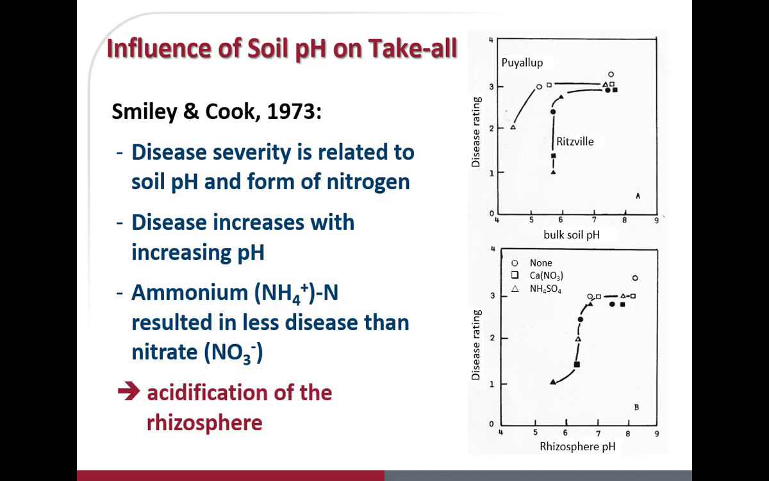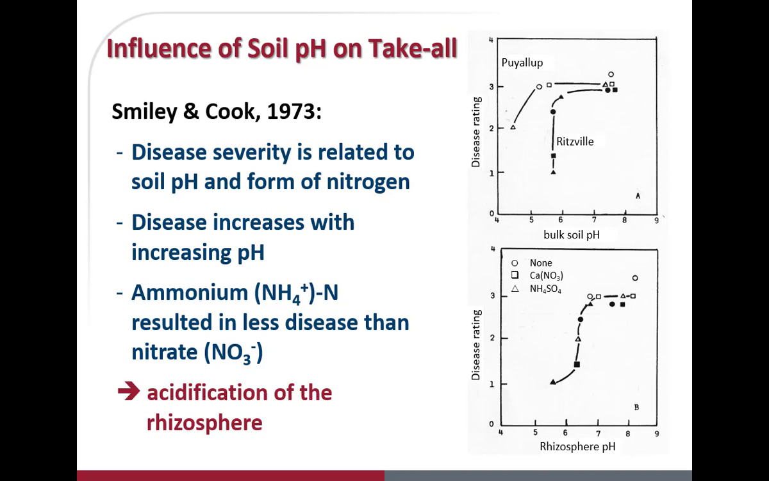And the reason for that is that when plants take up ammonia, the rhizosphere becomes acidified, and that's less favorable to the fungus. And these data try to show that here. This is bulk soil pH across the bottom, in this figure from 4 to 9, and a disease rating. Two different locations, and they applied different forms of nitrogen in these plots. You see here at the Ritzville and Puyallup locations both, the lowest disease is when pH is below 6. As the pH increases above 6, the incidence of disease goes up as well.